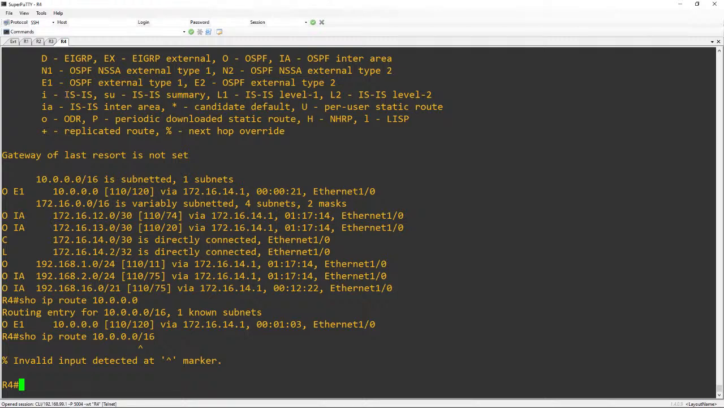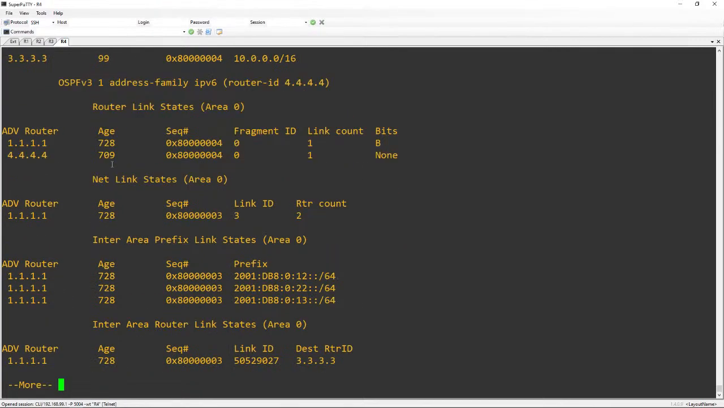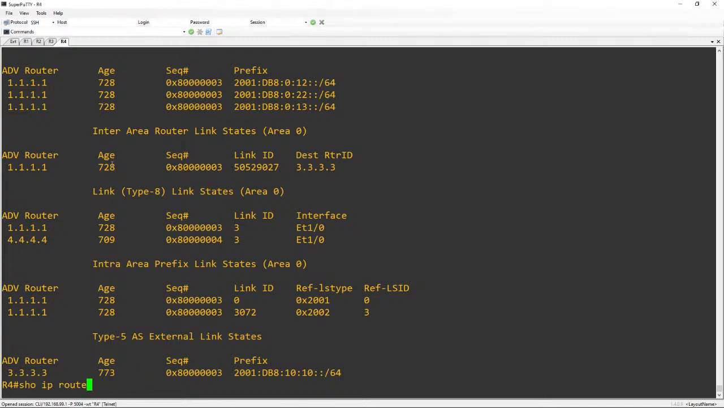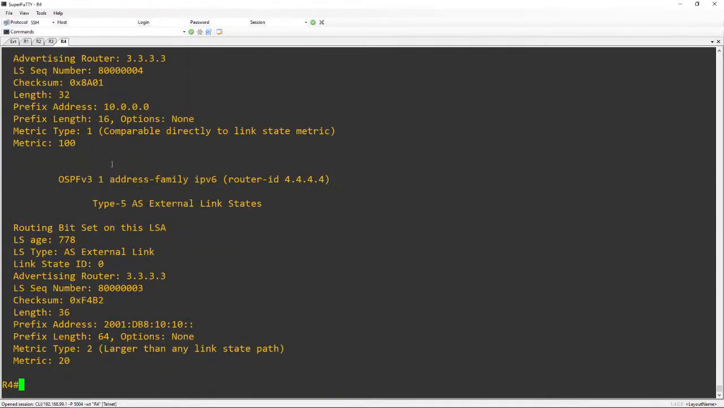I want to continue on with our previous discussion, right? Looking at the database. All right. The Type 4 LSA, like I said, describes reachability to the ASBR, but the Type 5 LSA describes the actual external network. Let's go back to that actually, external.